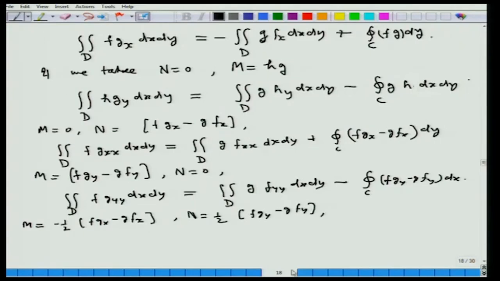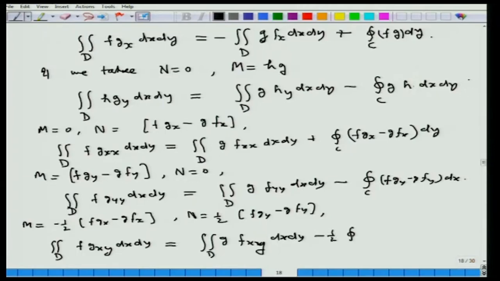We get this double integral over D of f g_x dx dy. Now this integral is shifted onto f, so we get g f_x dx dy, plus minus 1/2 of the integral over C of (f g_x minus g f_x) dx, and plus half of the integral of (f g_y minus g f_y) dy here.